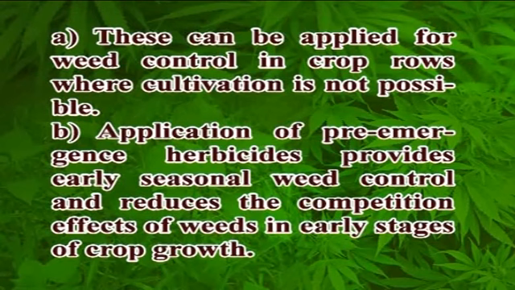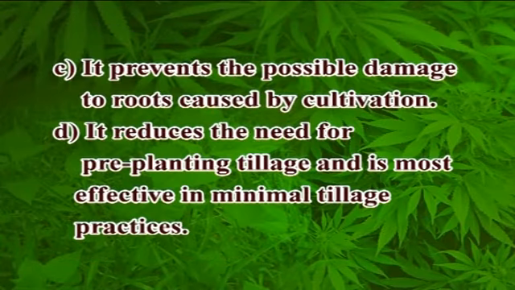At present, herbicides constitute over 43% of the world pesticide market. Best results with herbicides are obtained when they are used in conjunction with other agronomical practices, including tillage. The use of herbicides has the following advantages. These can be applied for weed control in crop rows where cultivation is not possible. Application of pre-emergence herbicides provides early seasonal weed control and prevents the competition effects of weeds in the early stage of crop growth. It prevents the possible damage to roots caused by cultivation. It reduces the need for pre-planting tillage and is most effective in minimal tillage practices.